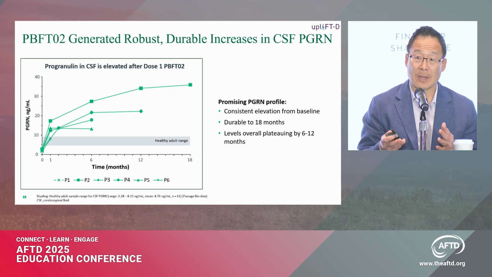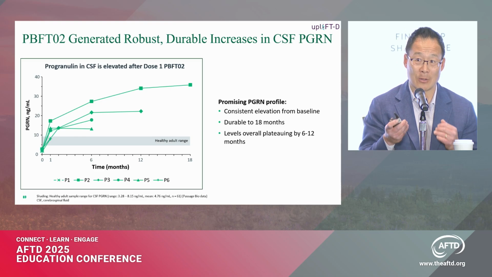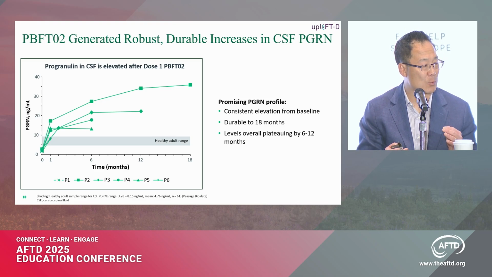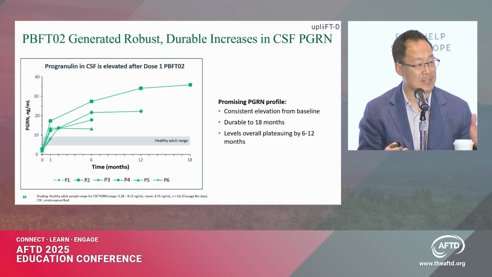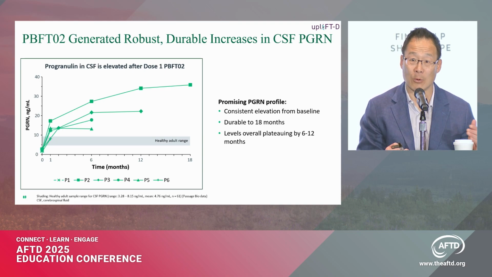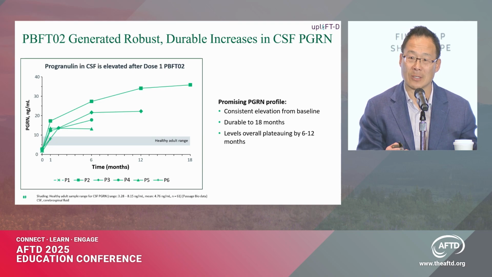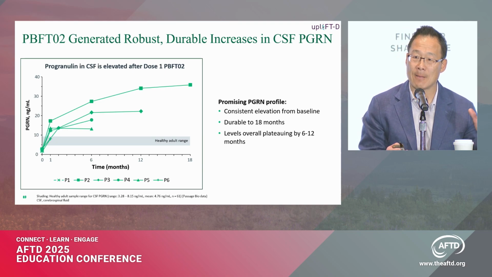One of the reasons we feel very happy with moving to a 50% lower dose with dose 2 is the robust response we've seen so far from dose 1. So what you see here is progranulin levels in the CSF. This is what we're trying to do. We're trying to raise progranulin levels. So all of the treated patients started at very low levels of around 2 to 3. The normal level is around 3 to 8.